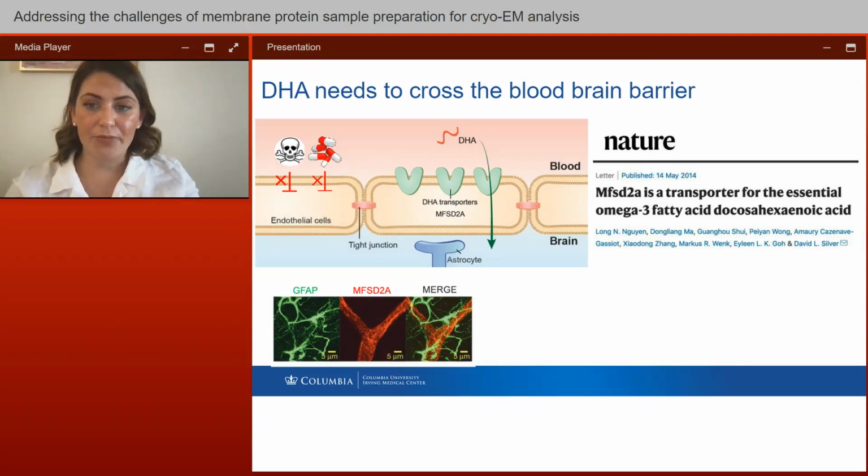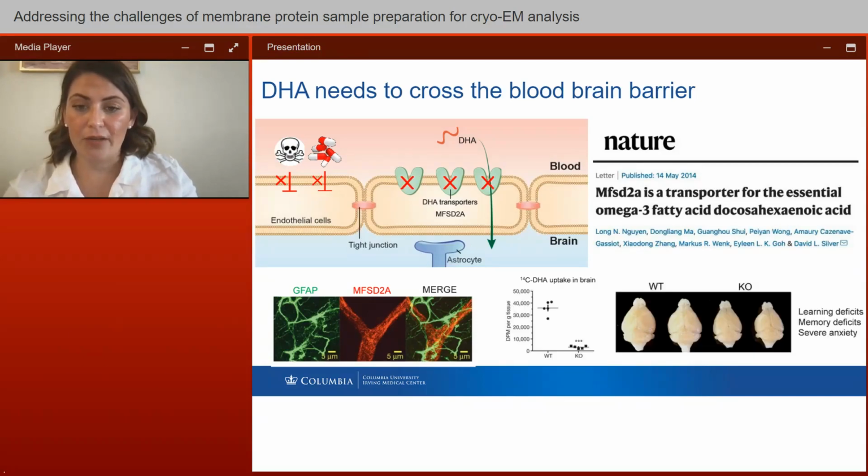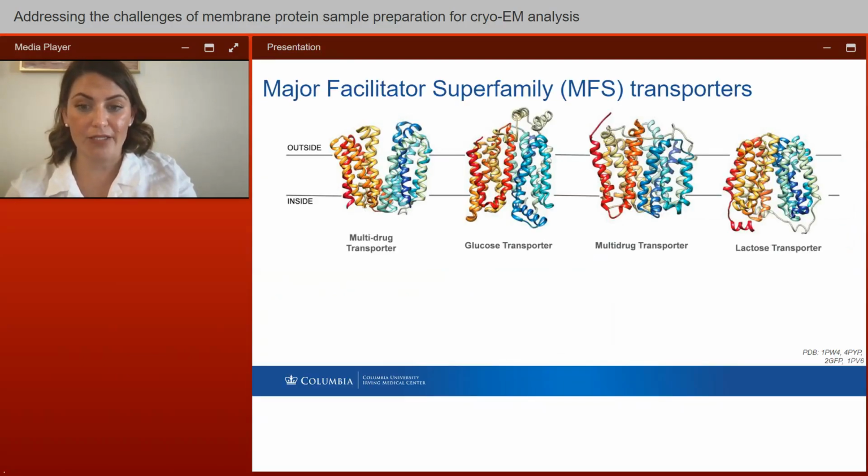So in order to get DHA into the brain, we have these DHA transporters called MFSD2A that are highly expressed in the microvasculature of the brain, and were first characterized by David Silver and his team at Duke in the US in 2014. What their team demonstrated is that if you knock out this transporter in a mouse model, you get significant reductions of DHA uptake into the brain and severe microcephaly and phenotypes that are reminiscent of omega-3 fatty acid deficits.